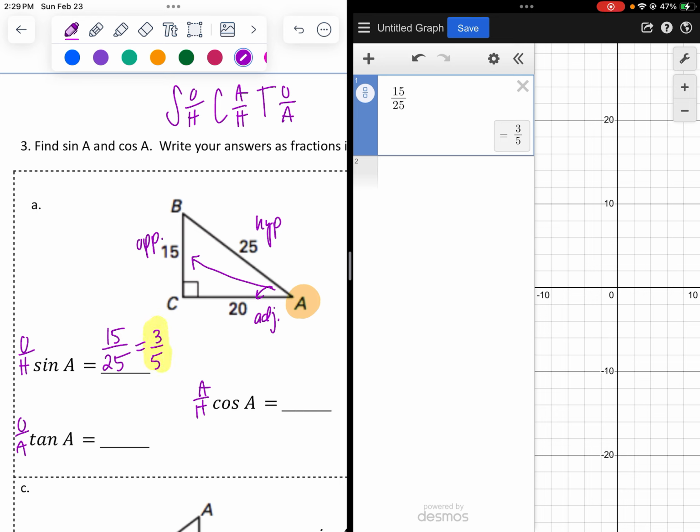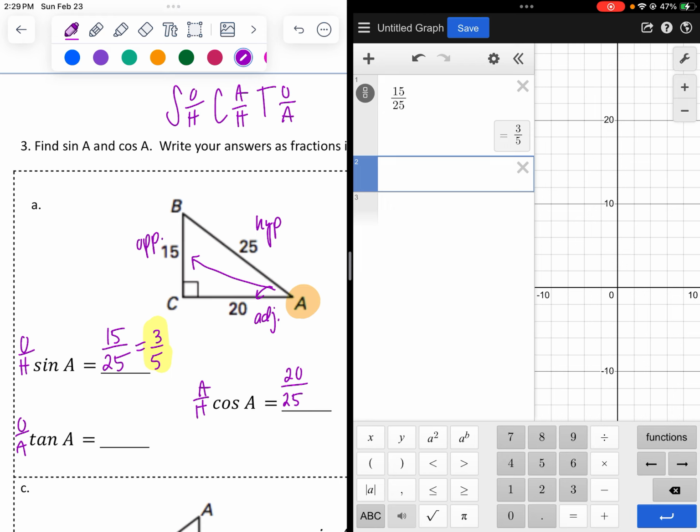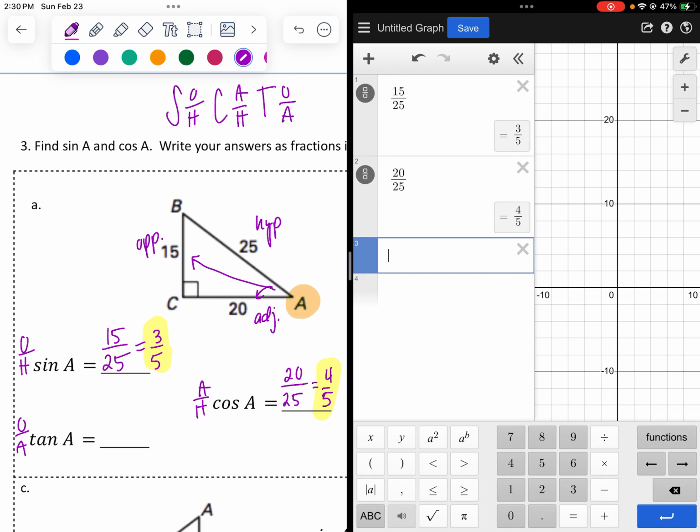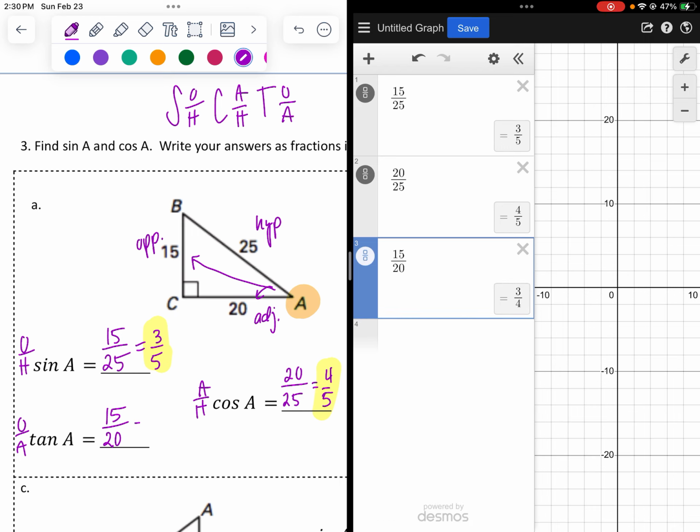Okay, let's do cosine of A. So I'm looking at the adjacent side, which is 20, all over my hypotenuse, which is 25. Plug that in. It looks like we have 4/5. Right? Tangent is the opposite, which is my 15, over the adjacent, which is 20. 15 divided by 20 makes a nice fraction of 3/4. Nice.